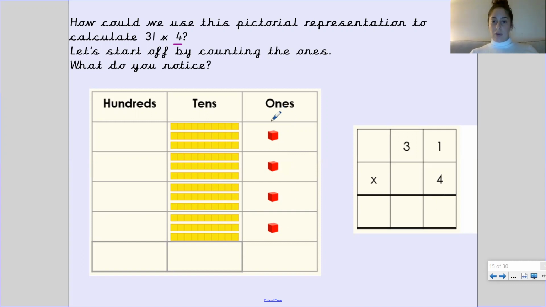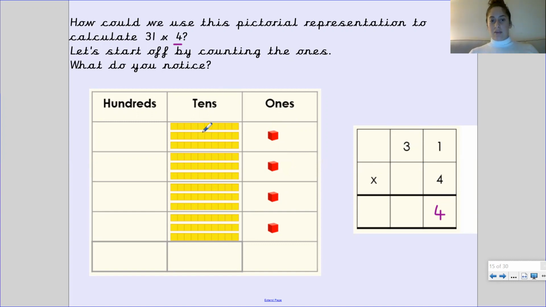Can I have 4 in the ones column? Yes, because it is not a 2-digit number. It's not more than 9. So I can have 4 in the ones column. Then I would need to do 4 times my 3 tens, or 30, because 3 tens represents 30.